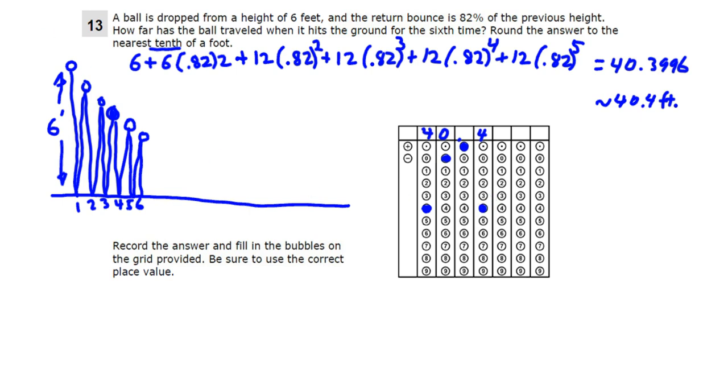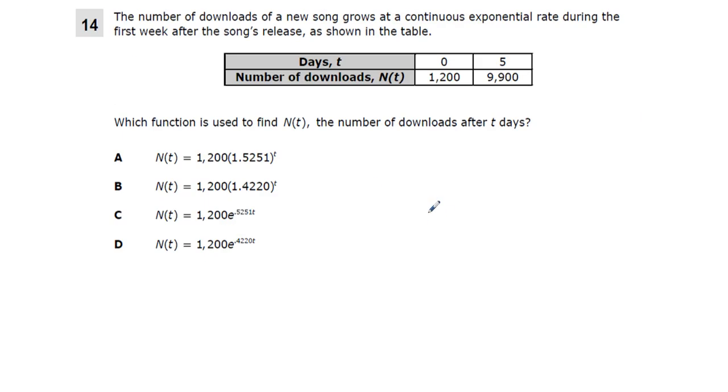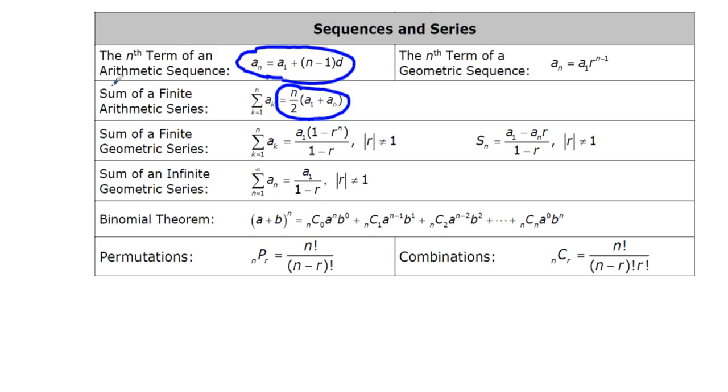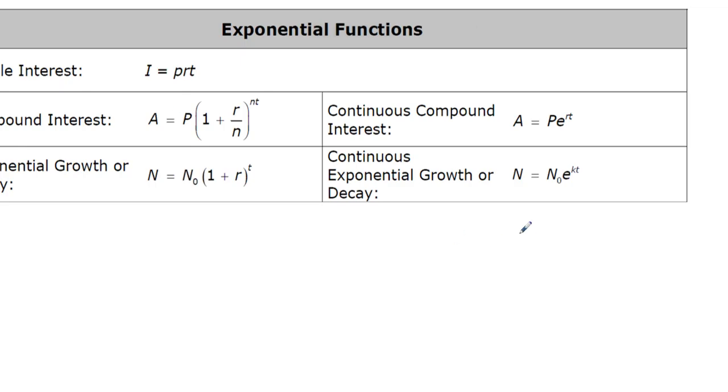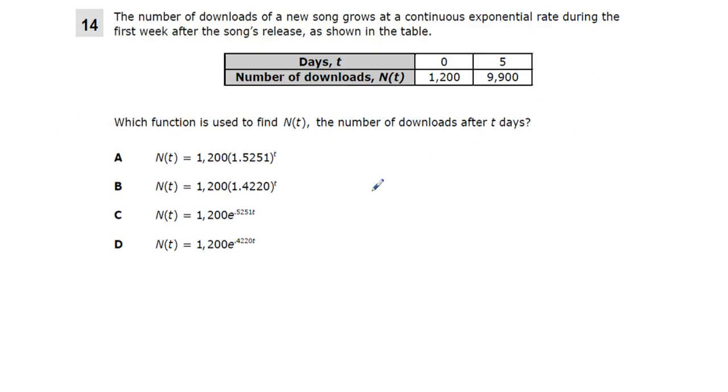Okay, very good. Let's go on to number 14. We have the number of downloads of a new song growing at a continuous exponential rate. Well, the continuous exponential rate has to do with the formula. Let me kind of show you the ACP formula chart. We have this: your continuous exponential growth or decay is going to have this e involved. In continuous compound interest, they will have an e to that. And so really, based on that alone, your A and B will not be likely correct answers. So you've got to choose between C and D.